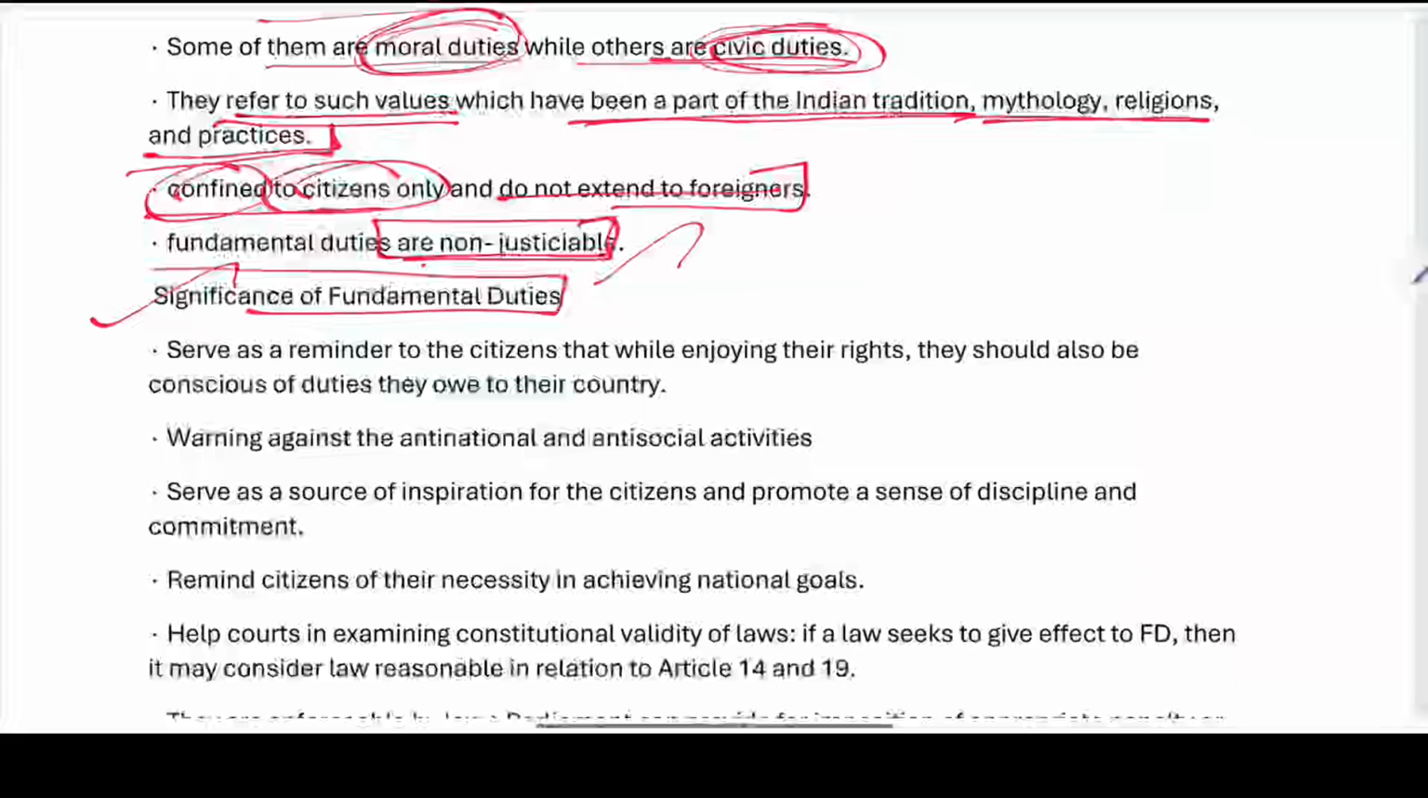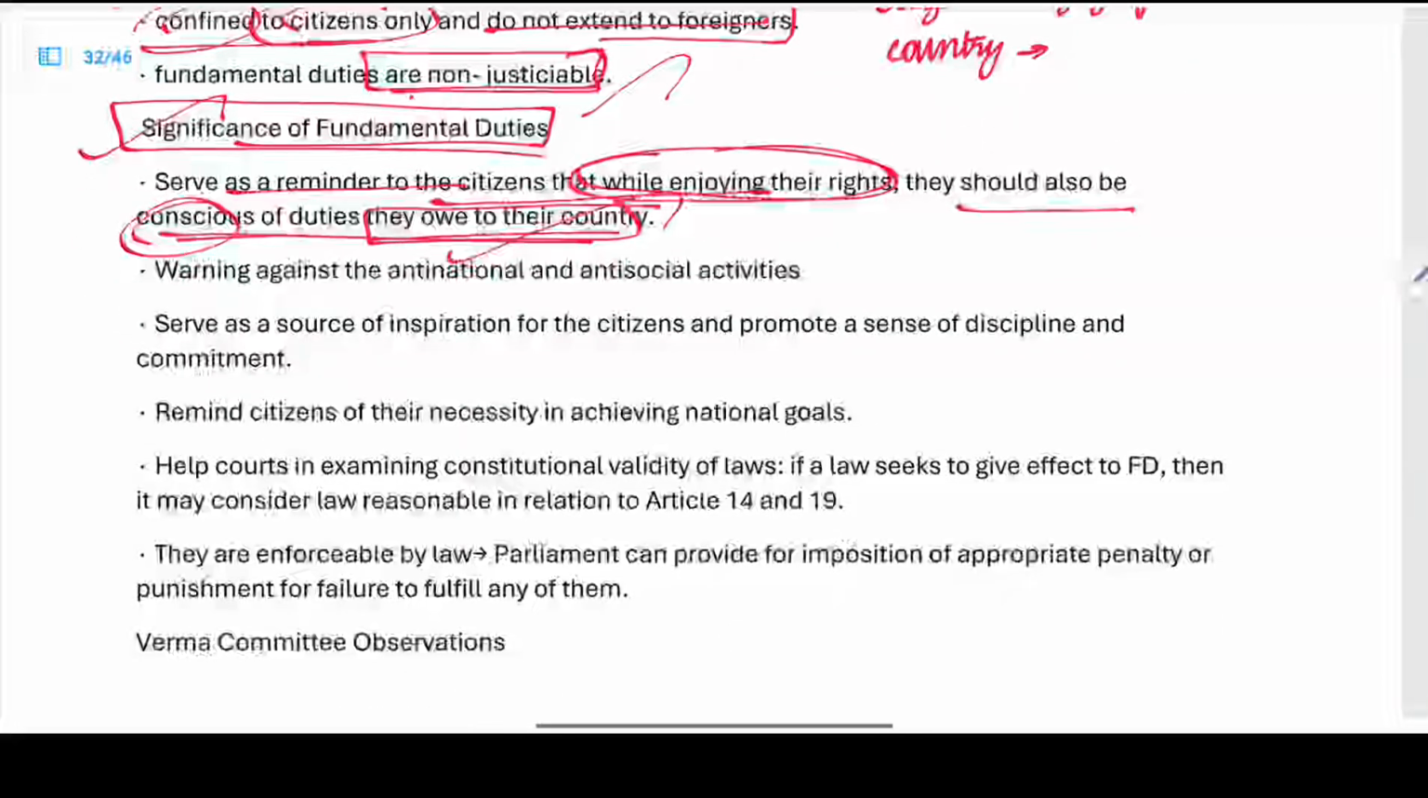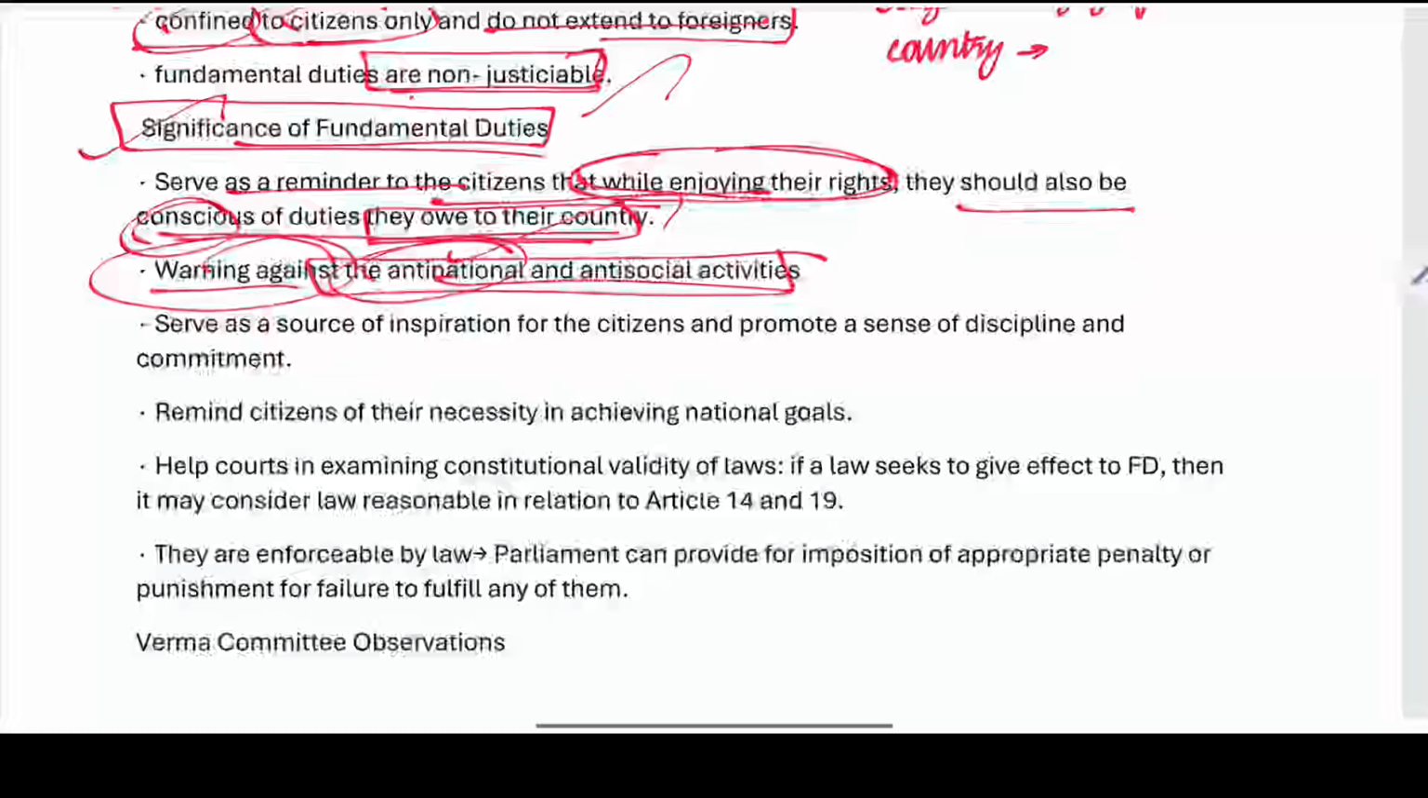What is the significance of the fundamental duties? They serve as a reminder to citizens that while enjoying their rights, they must also be conscious of the duties they owe to the country. They also warn against anti-national and anti-social activities.